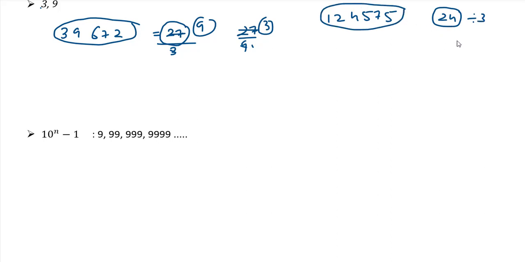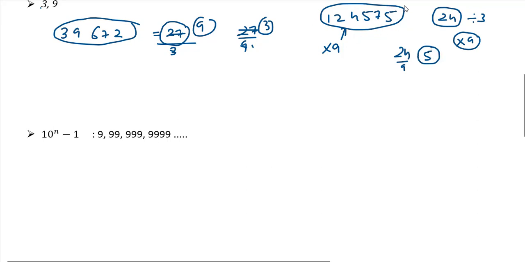But 24 is not divisible by 9. Hence we can say that this number is not divisible by 9. So what is the remainder when this number is divided by 9? We'll find the remainder when the digital sum is divided by 9. It will be the same. So 24 by 9, the remainder will be 5. So the remainder when this entire number is divided by 9 will be equal to 5. Let us take one more example.